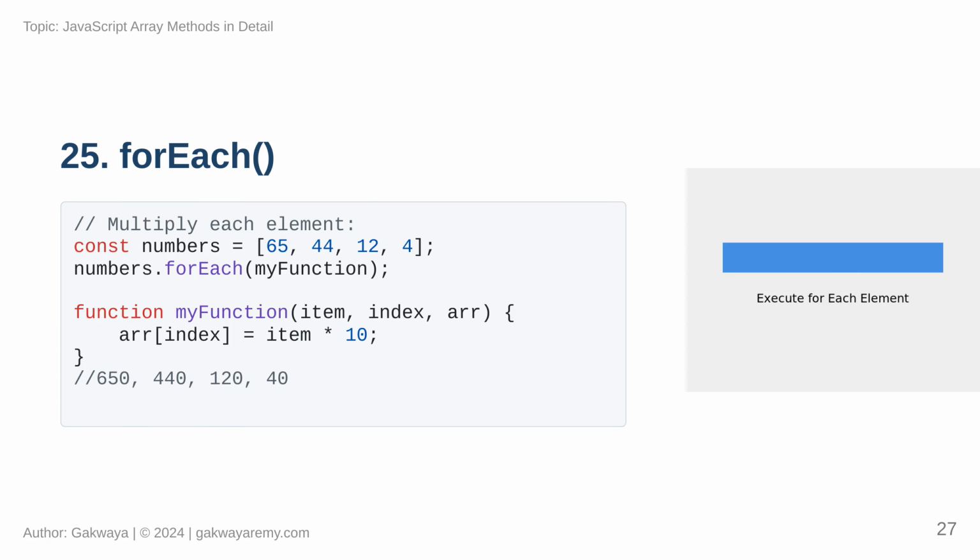forEach executes a provided function once for each array element. It's like having a personal assistant who performs the same task on each item in your list. Unlike map, it doesn't create a new array, it just executes the function for each element.